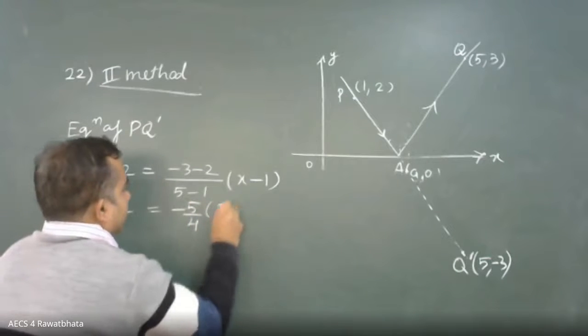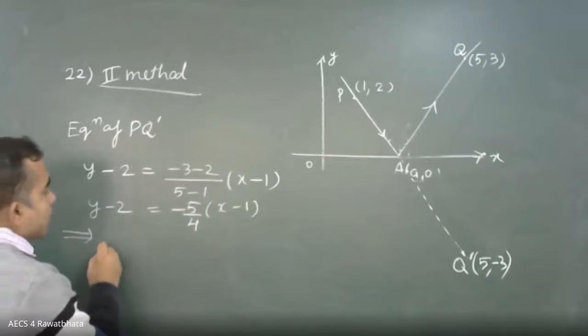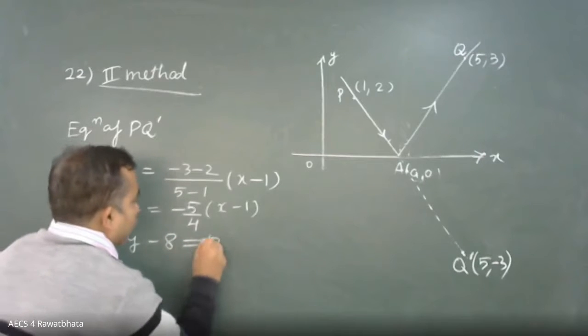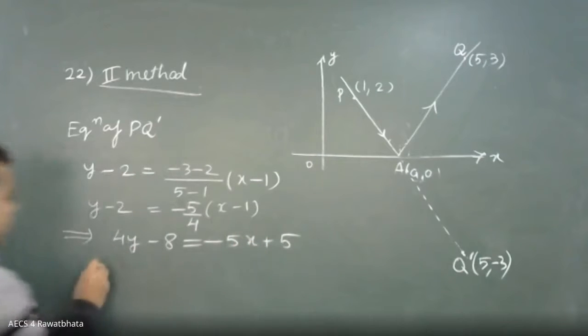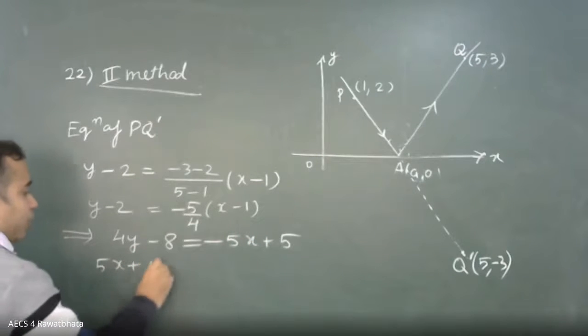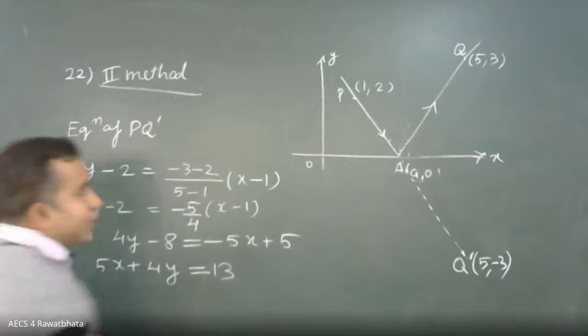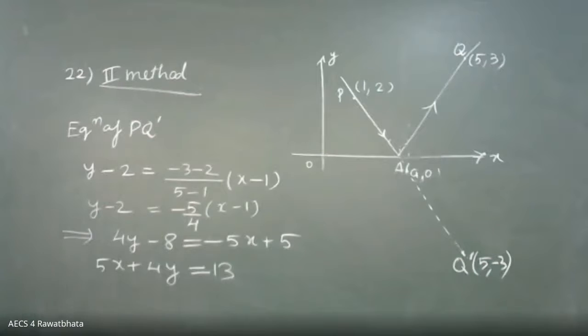-5/4 x -1. Cross multiply करा देता हूं, and this will give me 4y - 8 equal to -5x + 5, taking all the things in one side: 5x + 4y = 13. Now somebody suggest me to get capital A coordinates. What should I do? Can someone tell me?